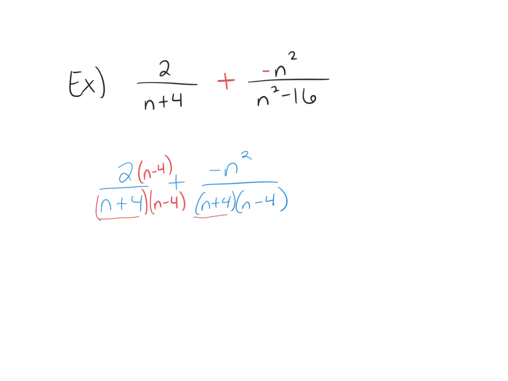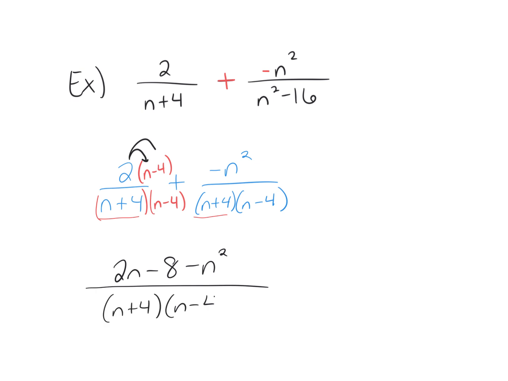I'm going to ask you this. Is this fraction missing anything on the denominator? Nope, so we can leave it how it is. So when I rewrite, what is happening here? 2 times n is 2n. 2 times negative 4 is negative 8. Did anything happen here? No, so that negative n squared stays. What's my denominator? N plus 4 times n minus 4.